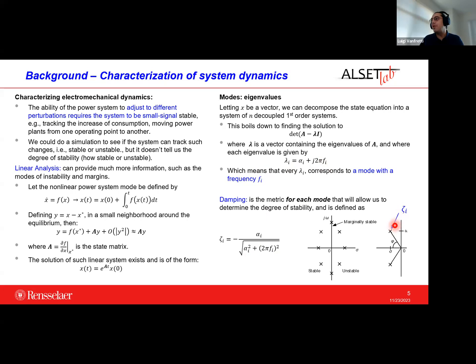So the damping is important because we will use that, as I said in the first slide, as the metric telling us how stable or unstable you are for each of the modes that you see.